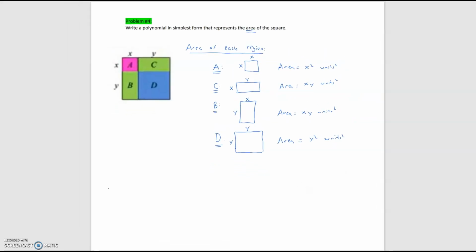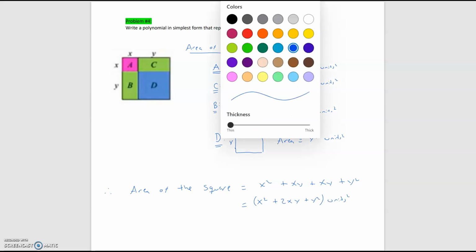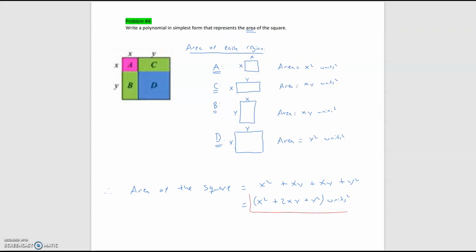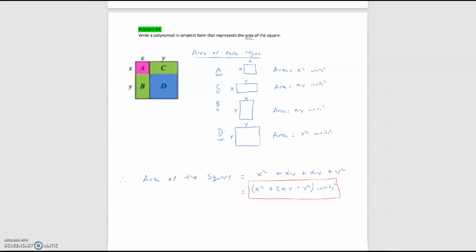Okay, and then for the final answer, the area of this square is going to be equal to technically x squared plus xy plus another xy plus another y squared. And they do want it in simplest form. So this will be x squared plus 2xy plus y to the second. And we're talking about units to the second power. And we're just partitioning each of the pieces in that form.